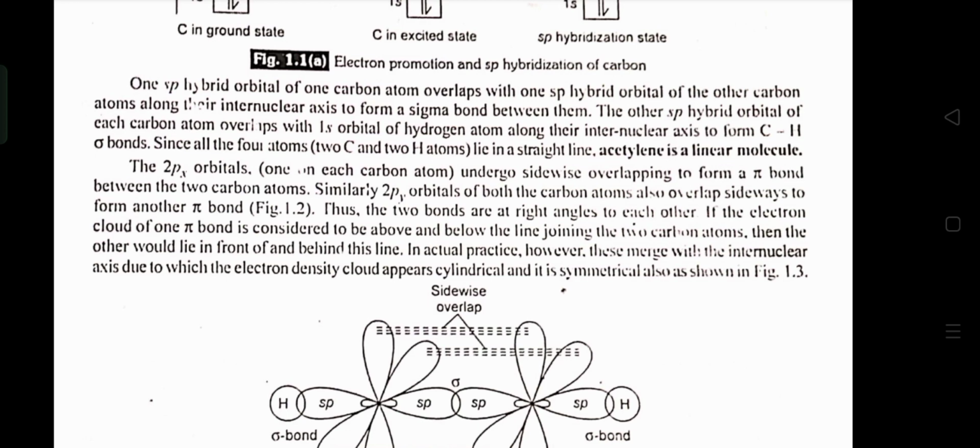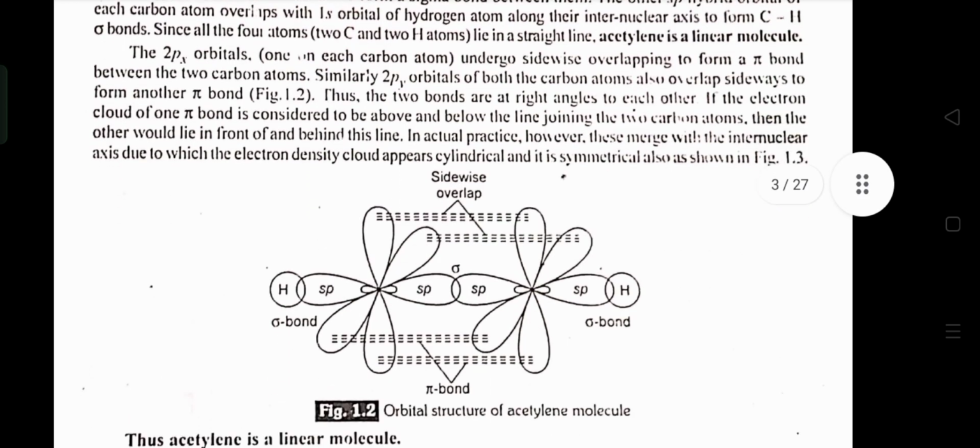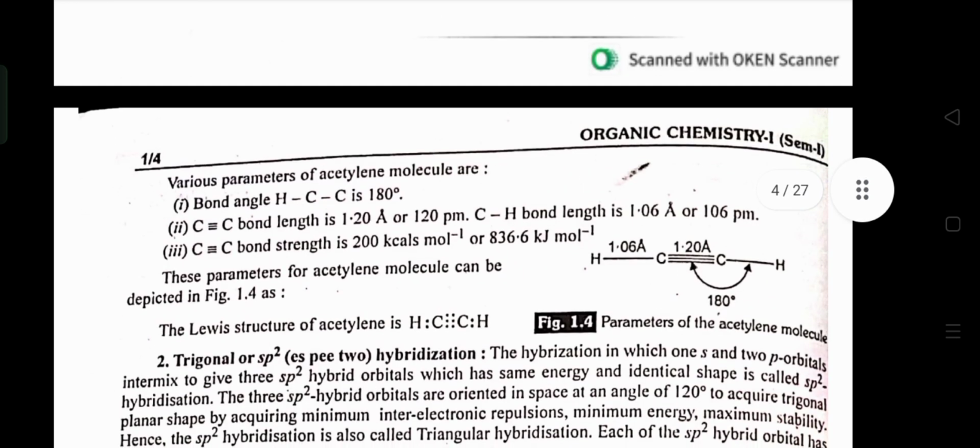If the electron cloud of one pi bond is considered to be above and below the line joining the two carbon atoms, then the other lies in front of and behind this line. In actual practice, however, these merge with the internuclear axis, due to which the electron density cloud appears cylindrical and its cylindrical shape is symmetrical, as also shown in the figure.